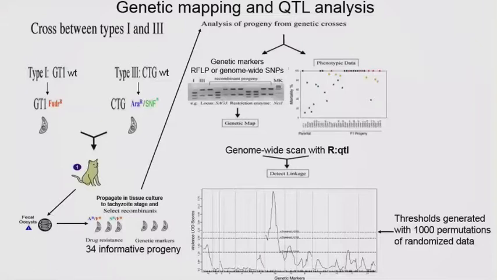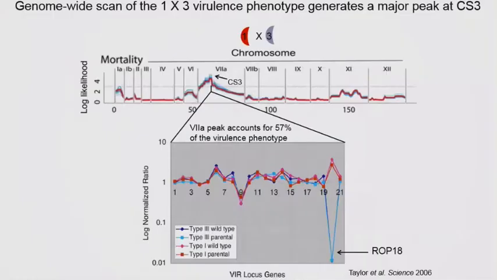In the case of a 1x3 cross, we saw one peak on chromosome 7A, and this was narrowed down to about 20 genes. So you don't get directly to the gene. You get a locus based off the recombination events in your progeny. But you can look at other data to try to find out what gene in that locus might be the important one. One piece of data was gene expression data of the parents, types 1 and 3. It was found that all the genes at that locus were expressed similarly in both types 1 and 3, except Rhop18, which was not expressed in type 3. This is, again, one of those rhoptry proteins I talked about that's secreted upon invasion.